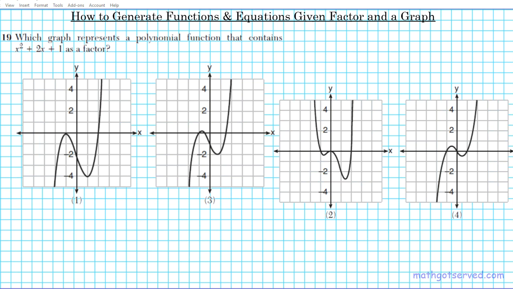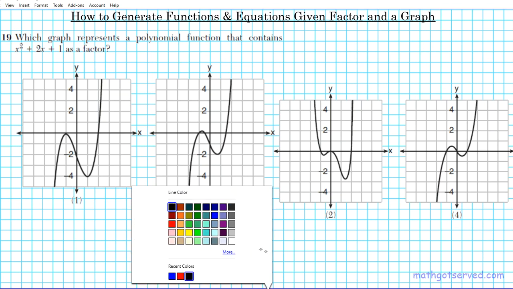All right, let's take a look at question 19. In question 19, we're looking at how to generate functions and equations given a factor and a graph. Question 19 reads, which graph represents a polynomial function that contains x squared plus 2x plus 1 as a factor? Okay? That is not the function. We're given a polynomial that contains this as a factor. So this is just a factor. We're given a factor and not the entire polynomial function. So keep that in mind, all right?